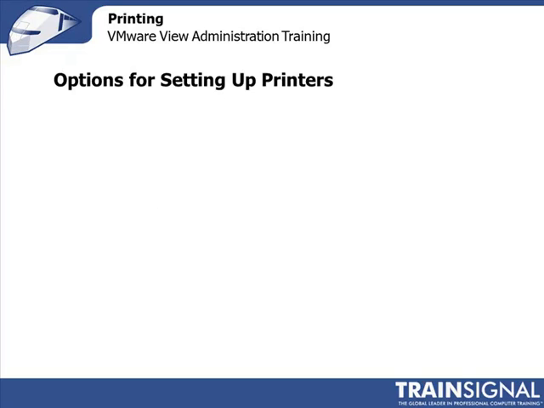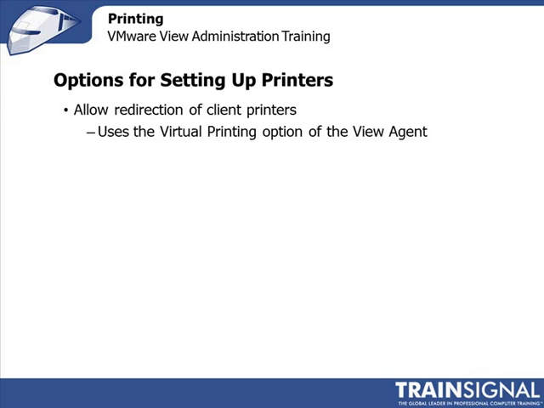So jumping right in, let's talk about the options for setting up printers within View desktops. First of all, you can simply set up all your printers on the client devices, and then allow the redirection of those printers into your View desktop. This uses the virtual printing option within the View agent. That is an option during the install of the View agent, so if you want to take advantage of this avenue, make sure to enable that when installing the View agent.